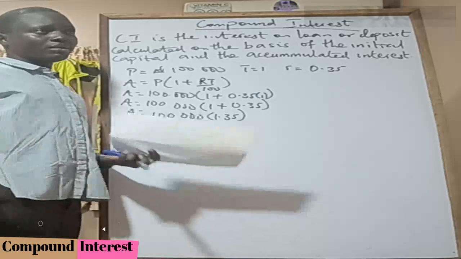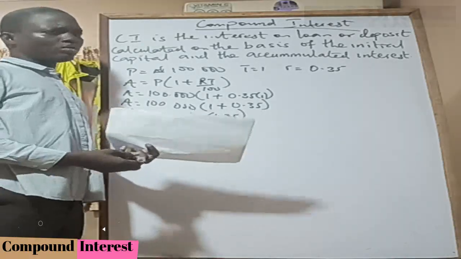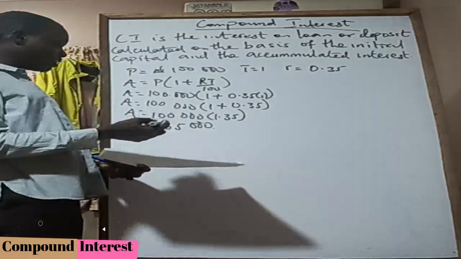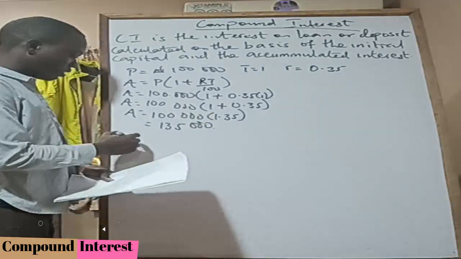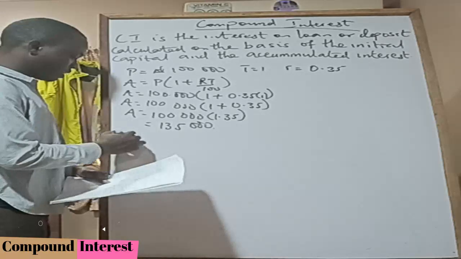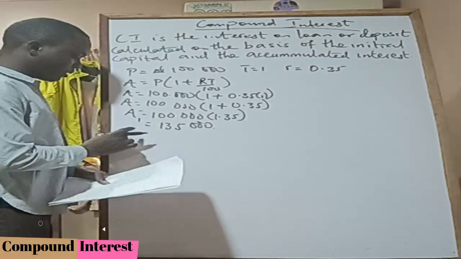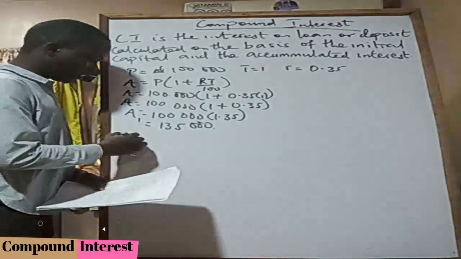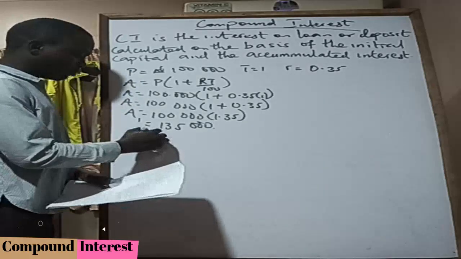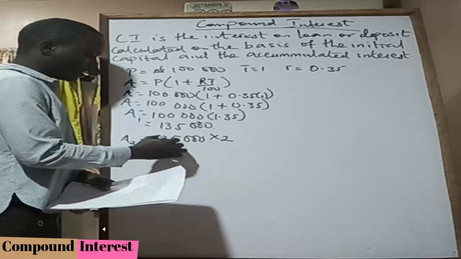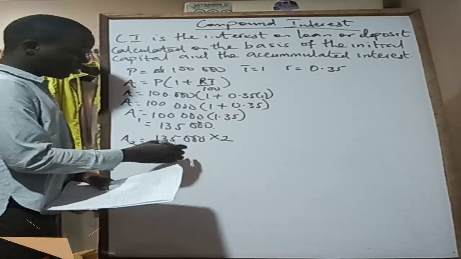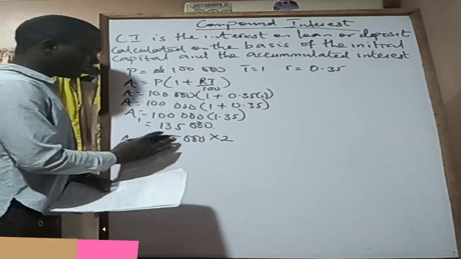But let me now say I did the investment for 2 years. So after 2 years, I should be getting, let me call this A1 as time one, then as time two, I should be getting 135,000 multiplied by 2? No, no, it's not that.